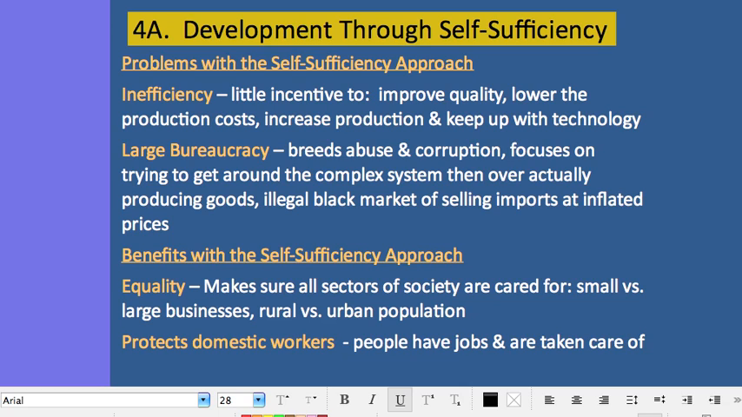The benefits is that there is equality. Everybody's cared for, small and large businesses, rural, urban society, wealthy and poor, and it protects those domestic workers, protects jobs in the country. People have jobs, they're taken care of.